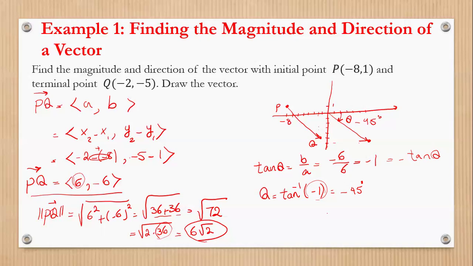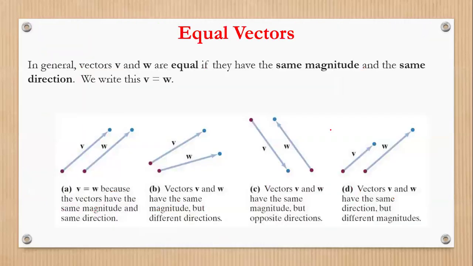You may say, okay, my angle PQ was this one because of the initial and the terminal point. Why? Now we have another vector for 6 and -6, because they are equal angles. It doesn't matter, you just look at the first one, number 1, or look at number 2. We call them equal vectors. When do we have equal vectors? When we have two vectors that have the same magnitude and same direction.